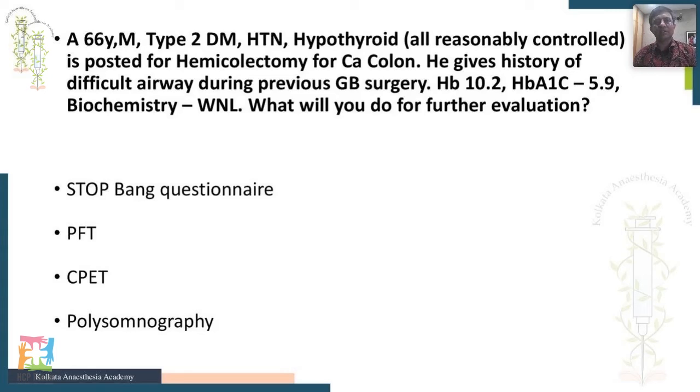So this is a 66-year-old male with type 2 diabetes, hypertension, and hypothyroidism. All of them are reasonably well controlled, and he is posted for hemicolectomy for CA colon. He gives a history of difficult airway during a previous gallbladder surgery, which happened some 6 years back. Hemoglobin is 10.2, glycosylated hemoglobin is 5.9. The routine biochemistry and hematology are otherwise normal. So you want to do a further evaluation. If you have to do one further evaluation, which will you choose?